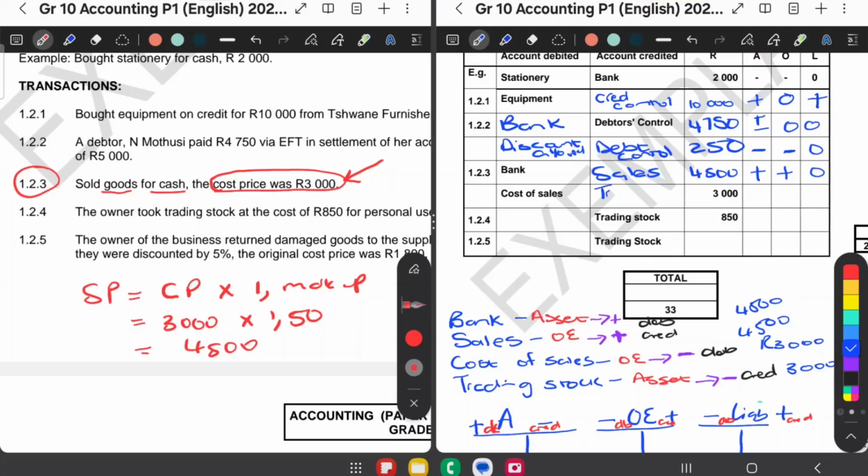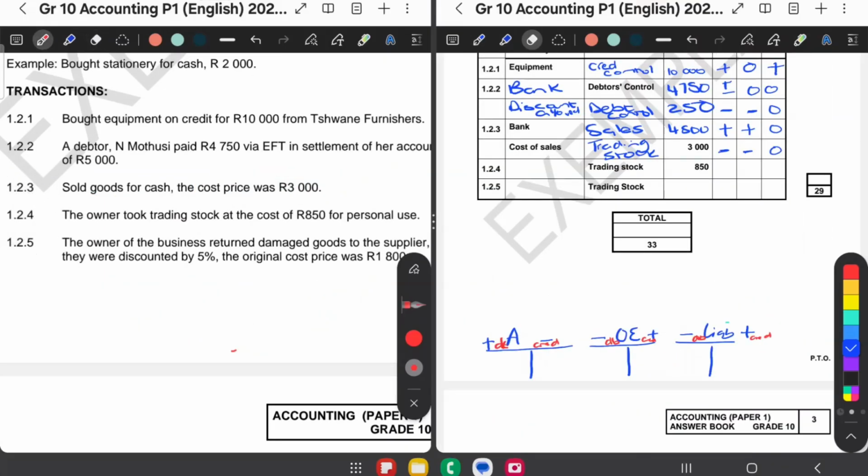So let's go right in. Trading stock. Oh, they have the amount also there. Owner's equity minus, assets minus, liabilities 0. Okay, next adjustment.